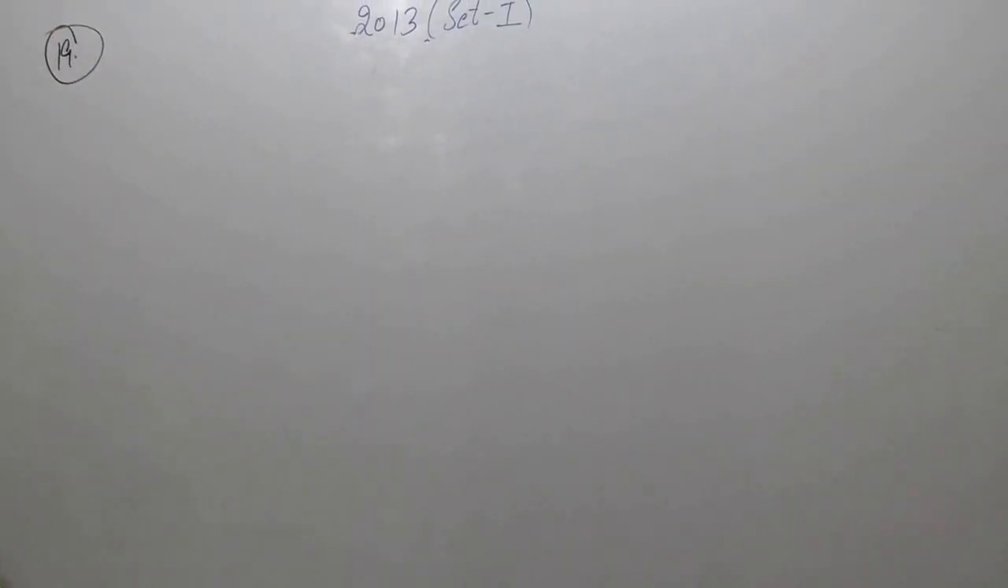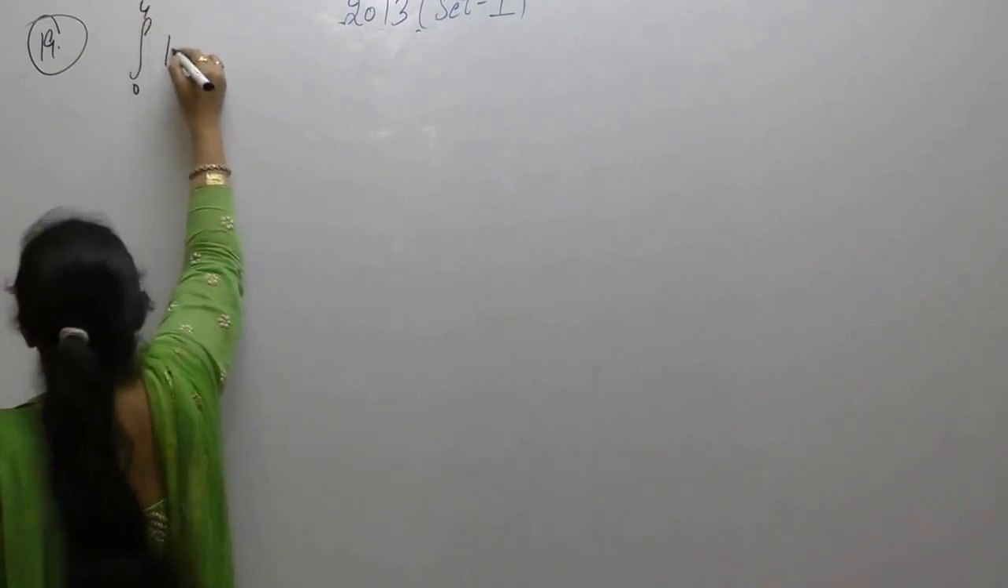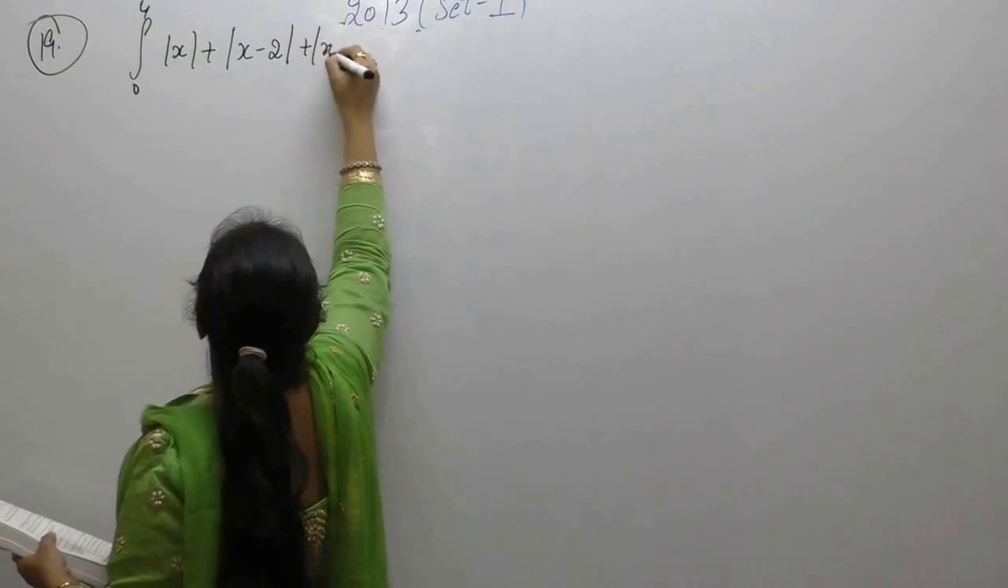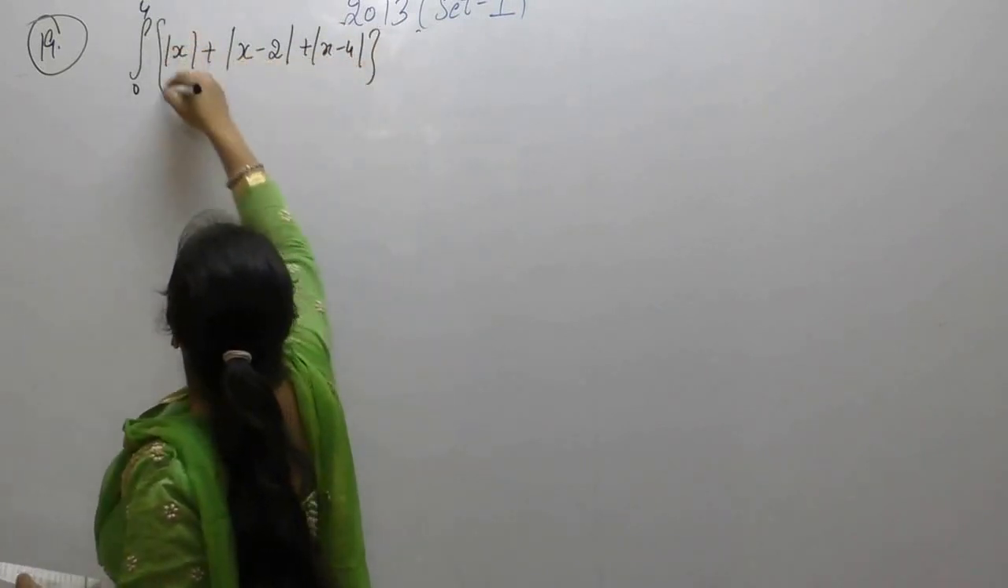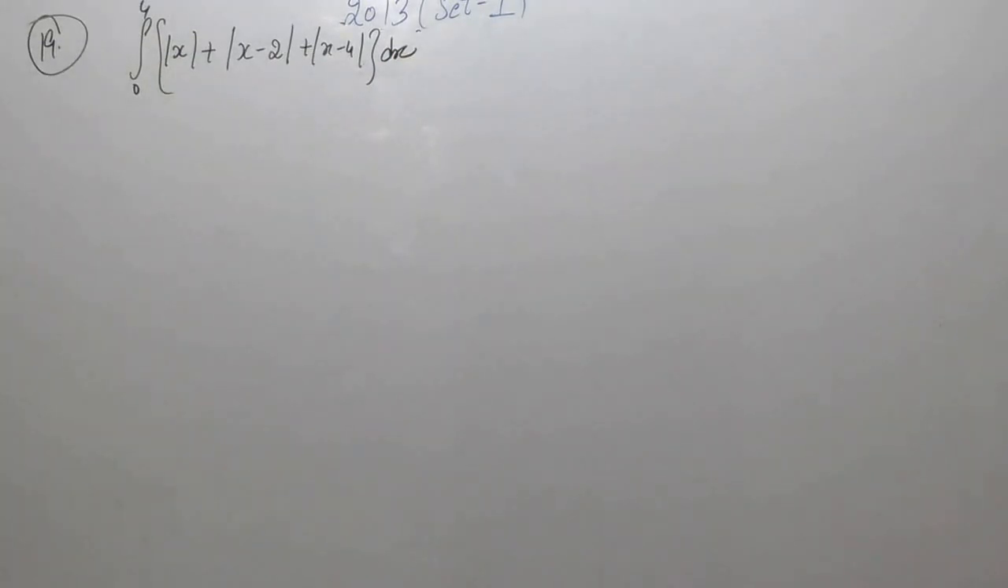Now the next one is question number 19. Evaluate the integral from 0 to 4 of modulus of x plus modulus of x minus 2 plus modulus of x minus 4 dx. We have to solve this integral.